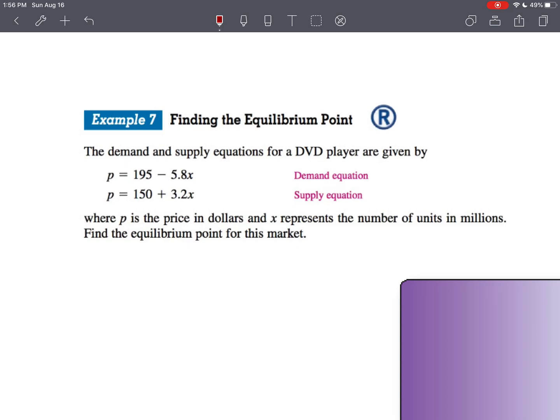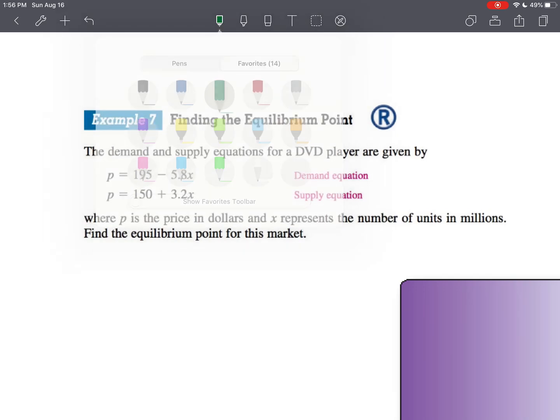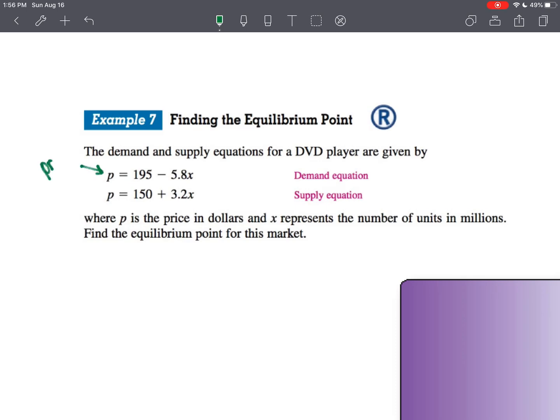Okay, the demand and supply equations for a DVD player are given by lowercase p, which is price, equal to 195 minus 5.8x. That's your demand equation. This is the consumer. So the consumer demands a certain amount of DVD players, and the company has determined that that demand equation is P equals 195 minus 5.8x.